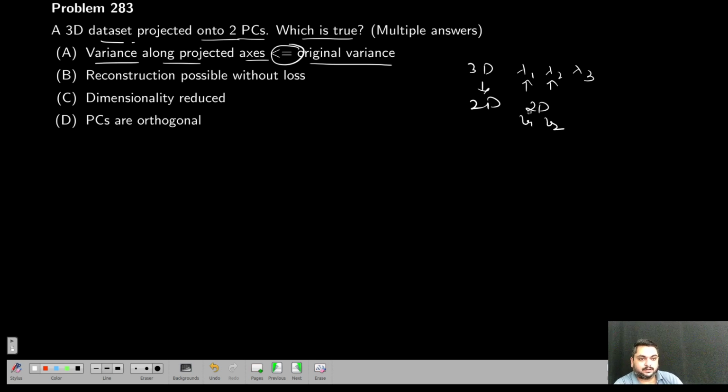So 2 eigenvectors will be there, unit eigenvectors. The equal case will occur when this is 0. This is true. Reconstruction possible without loss? To do reconstruction, because we are ignoring 1 eigenvalue, if it is 0, then there will be no loss. But if it is not 0, that is also not always true. It's not true. Dimensionality is reduced definitely. We are reducing from 3 to 2 dimensions. These are orthogonal. Each principal component or eigenvector is orthogonal.